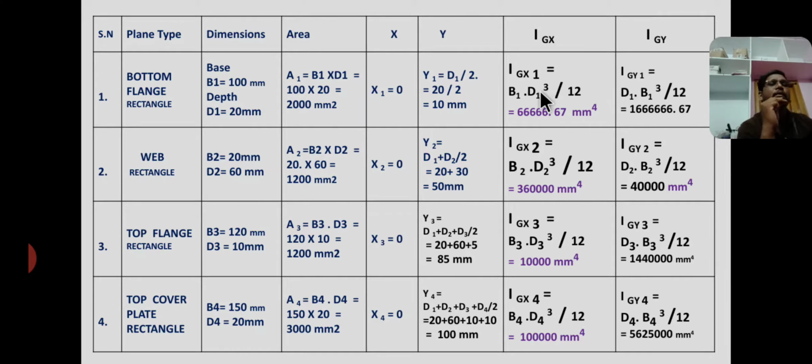From the previous slide, we have already discussed the basic formulas. For a rectangular section, IGX equals base B D cube by 12 and IGY equals D B cube by 12. Substitute the values, and these are the final answers.